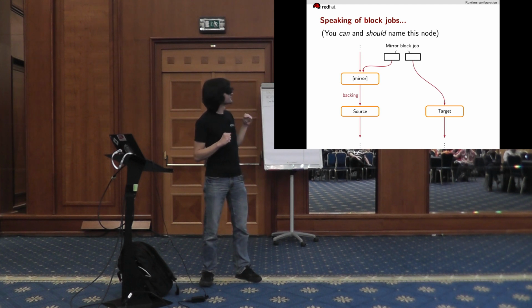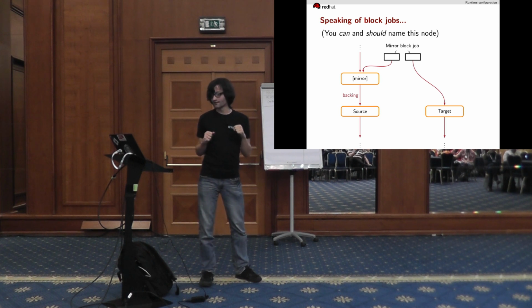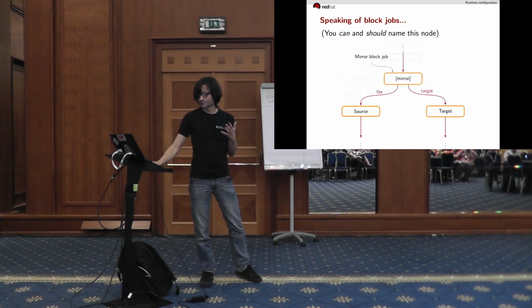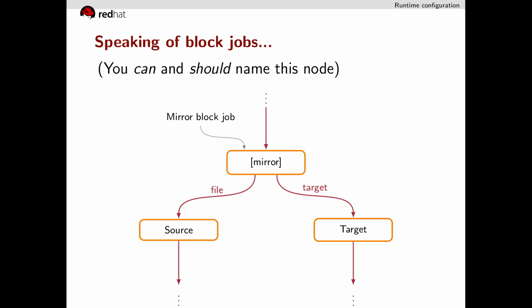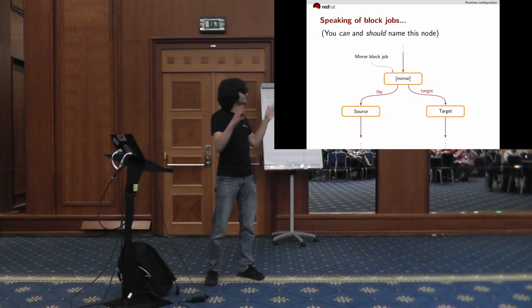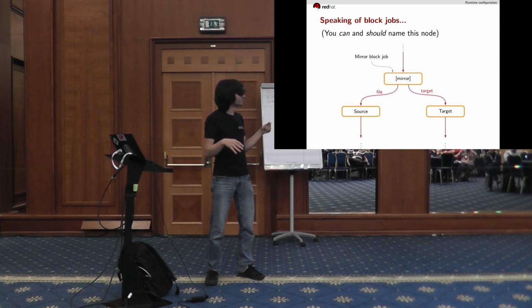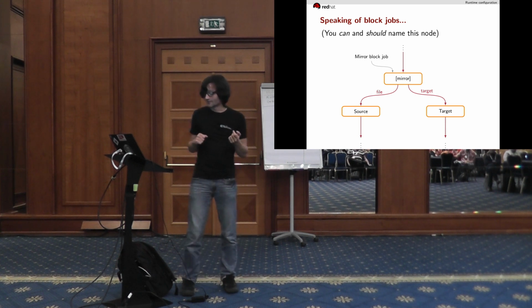So now we have this implicit node. And I hope that in the future it will actually look like this, where you have some mirror node that basically does all the work, and you just have the block job which only references this one node, and this node actually does all the work of copying source to the target. Let's see how far we can get with that.